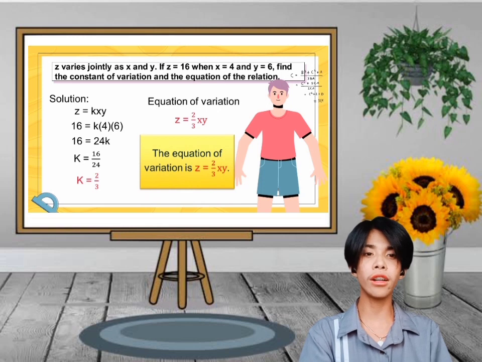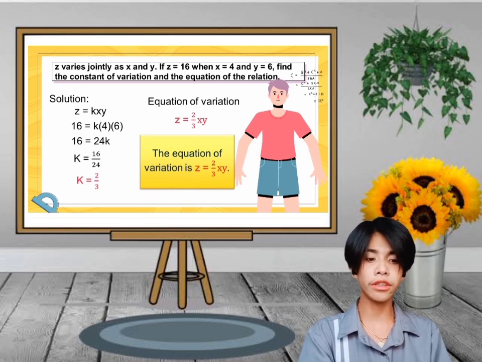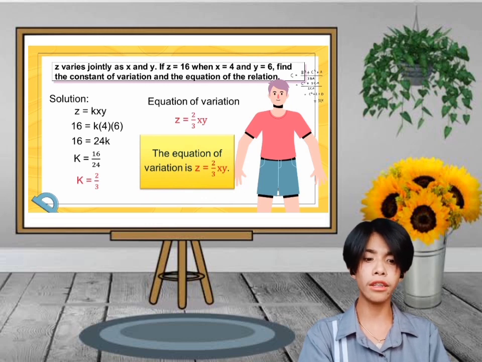So, K equals 16 over 24. So, pwede natin kunin yung lowest term ng dalawa by dividing both numerator and denominator by 8. 16 divided by 8 is 2. 24 divided by 8 is 3. So, yung constant of variation natin, K, is equal to 2 over 3.